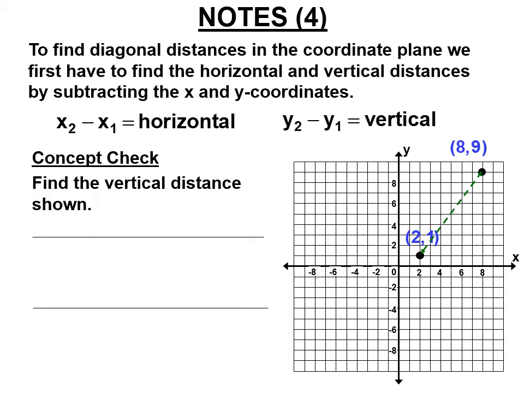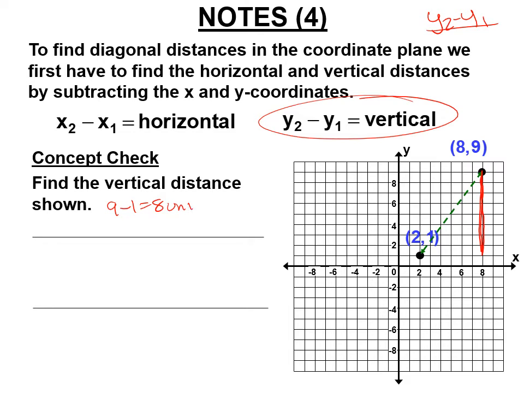Okay, so we talked about this. So how do you do this without the picture? So the vertical distance here, right? It was easy enough. I was counting boxes, right? But we know how to find a vertical distance because we would do it for slope, right? y2 minus y1. The vertical distance there is 9 minus 1, 8 units, right? We did that for slope.